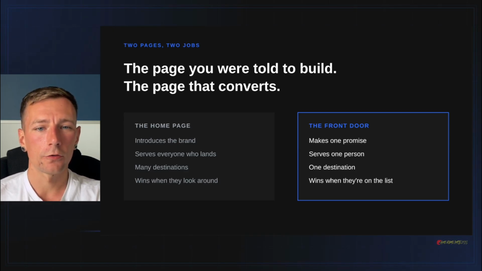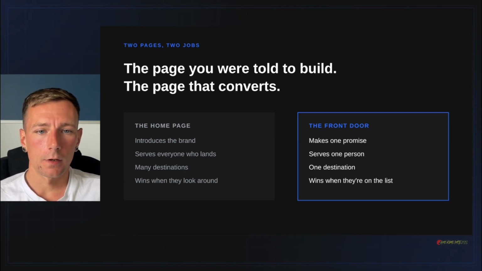Versus the front door. It makes one promise, serves one person, and has one destination, and succeeds when they're on the list. Which one of those two is your front page actually being scored on tonight? Because most people have built the left and are quietly disappointed when it doesn't perform like the right one. Wins when they look around versus wins when they're on the list is two completely different destinations.